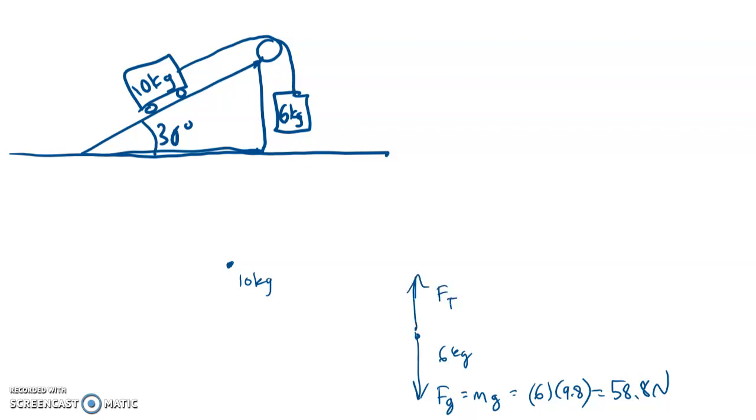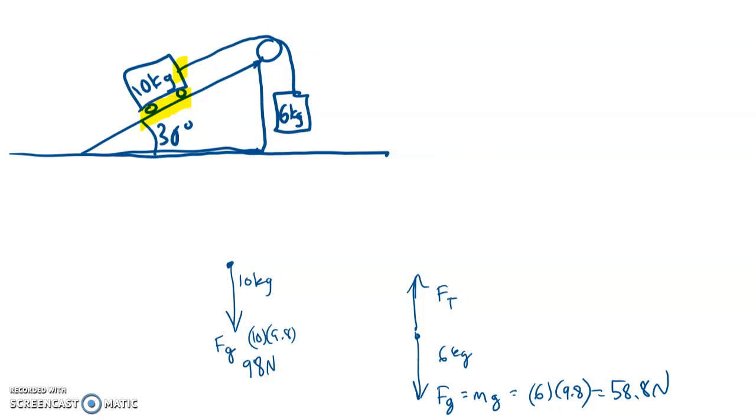Okay, over to the cart. It also has a force of gravity, and that's going to be 10 times 9.8, which is 98 newtons. Now, where are the contact points? The wheels are contacting the incline, and the string is contacting the car.